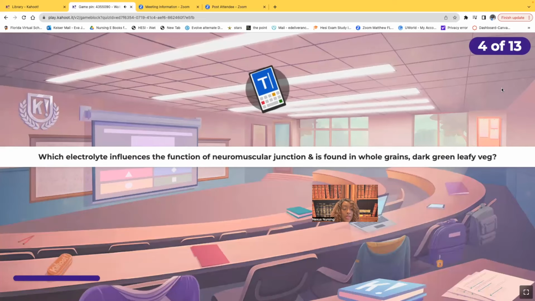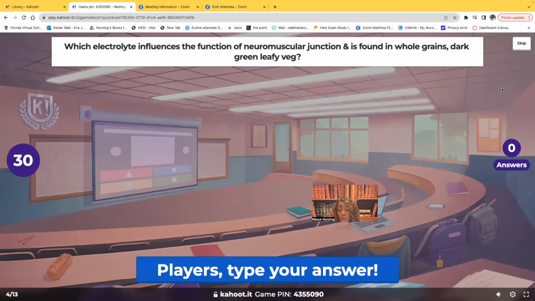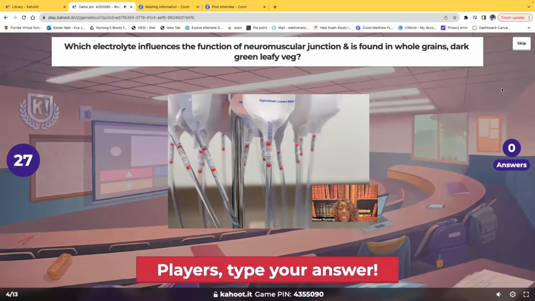All right. Type in your answer. Which electrolyte influences the function of the neuromuscular junction and is found in whole grains and dark green leafy veggies? What electrolyte are we talking about? Type in your answer.